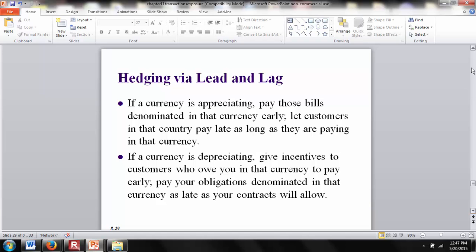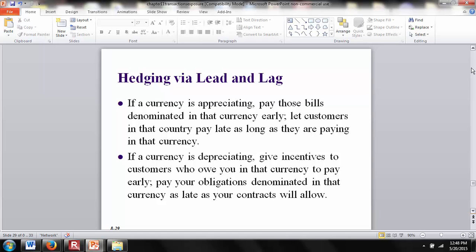The next one is hedging via lead and lag. So if a currency is appreciating, pay those bills denominated in the currency early and let customers in that country pay late as long as they are paying in that currency. So let's say you expect the euro to appreciate, and if you have to make a payment, you don't want to wait for the currency to go up.